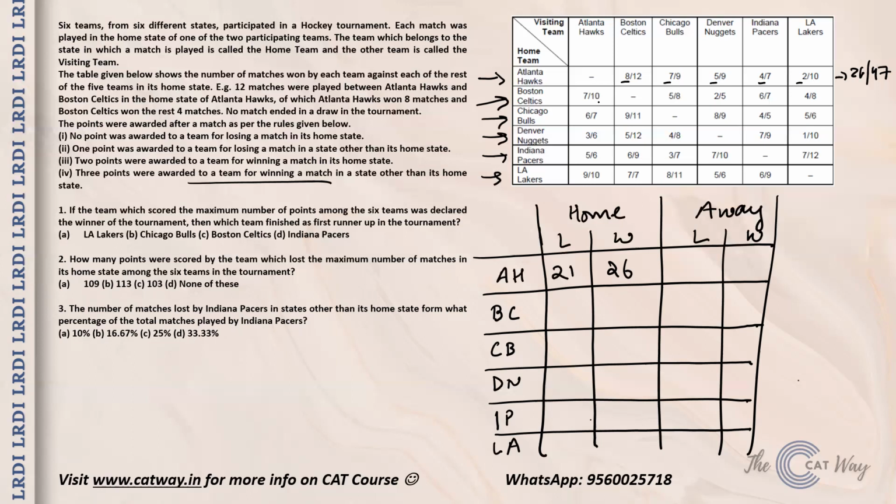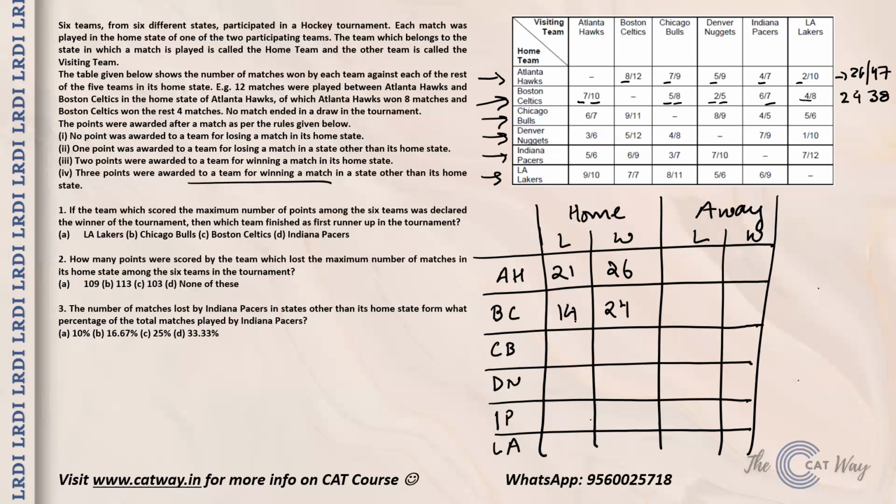Similarly for Boston, they have played 10 plus 8 is 18, plus 5 is 23, and 7 is 30 and 38. So total they have played is 38 games in their home state, right? And how many did they win? 7 plus 5 is 12, plus 2 is 14, plus 6 is 20 they have won, right? Achha, sorry, 20 plus 4 is 24. So they have won 24 matches. If they have won 24 matches out of 38, they have lost 14 of the matches.